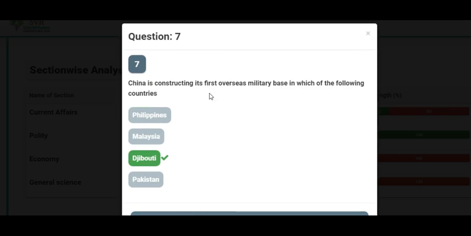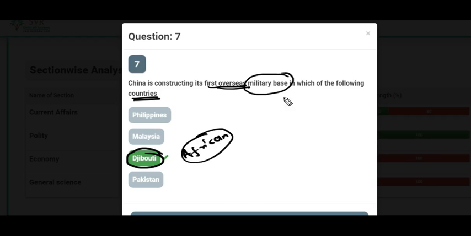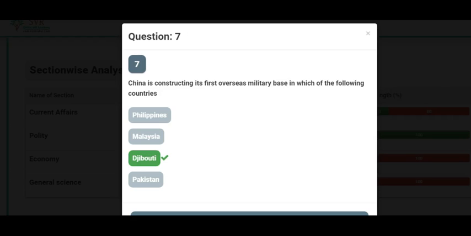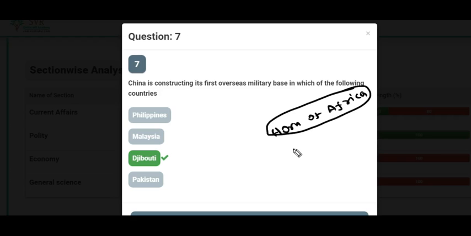China is constructing its first overseas military base in which of the following countries? The answer is Djibouti. Djibouti is an African nation where China is constructing its first overseas military base. Also, you might have studied about the Horn of Africa. The Horn of Africa is a strategically located place.